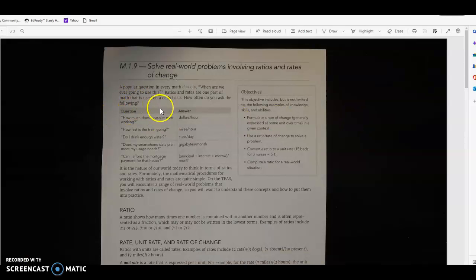Here are some other examples of where you use ratios: dollars per hour, miles per hour, cups per day, gigabytes per month, principal plus interest plus escrow divided by the month, if you want to talk about your mortgage payment. And so what you need to do on the TEAS test, you encounter a range of real-world problems that involve ratios and rates of change, so you want to understand these concepts and how to put them into practice.